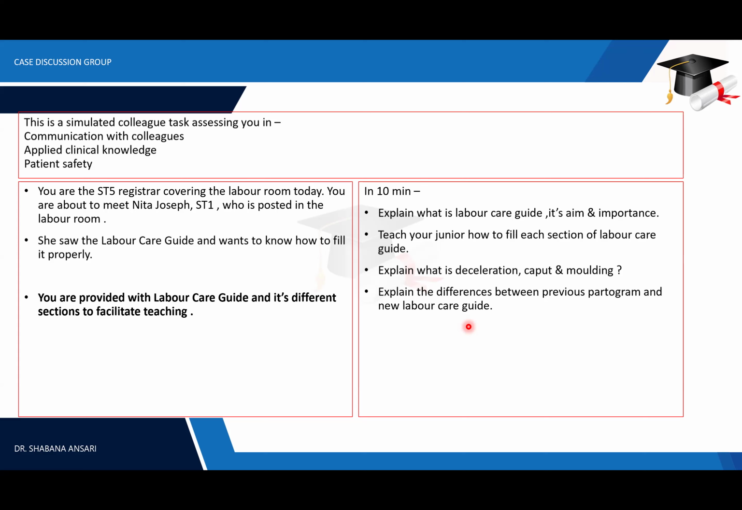This is what I remember: for primi with epidural 3 hours, and multi with epidural 2 hours. Right. Yes, ma'am.